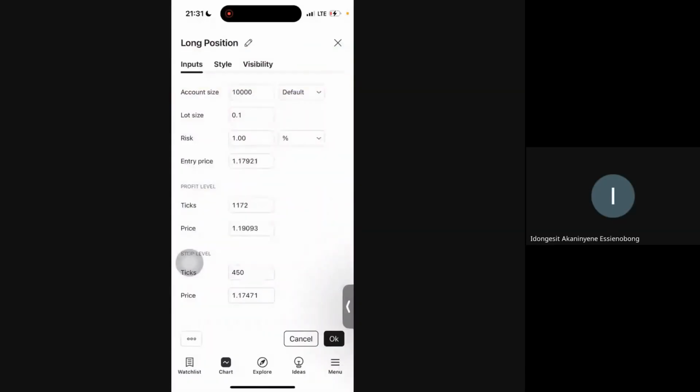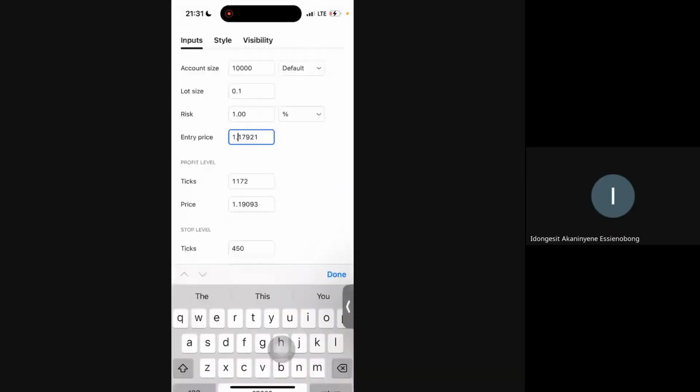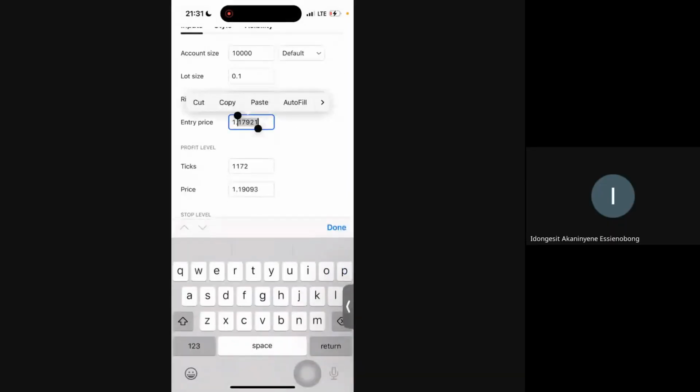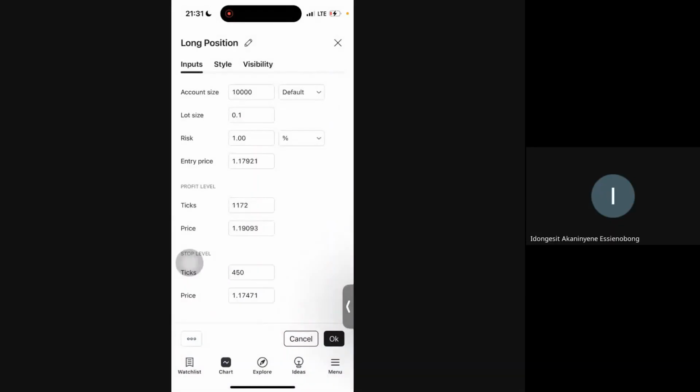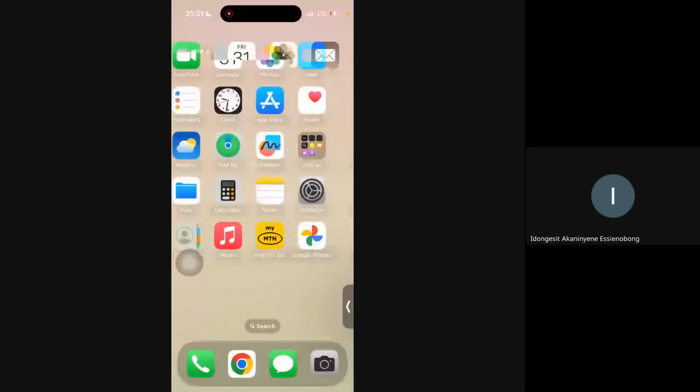My entry price is, oh, let me get my stop loss. Okay, this doesn't want to copy. Let me get to Nash Markets.